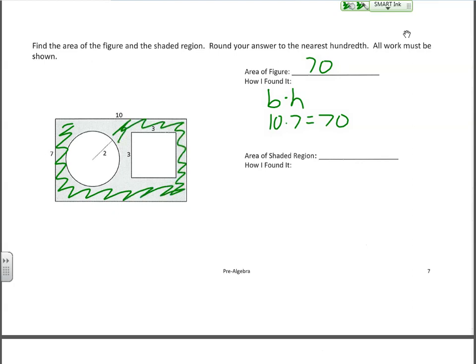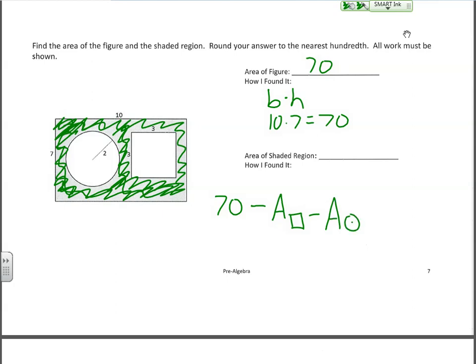So it's kind of like a birthday cake. If you get a birthday cake that is 7 by 10 inches and you take a big chunk out of the middle in the shape of a circle, in the shape of a square, you remove those pieces, what you're left with is all this other stuff. And that's actually what we're trying to find here. So our game plan is going to be that 70, which represents the area of the entire figure, and we're going to subtract the area of the square and subtract the area of the circle. The number that we're left with, what's left over, will be the area of the shaded region.